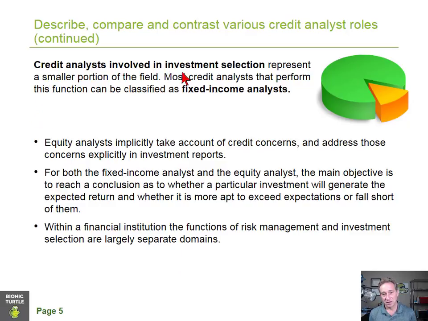Credit analysts involved in investment selection represent a smaller portion of the field. Most credit analysts that perform this function can be classified as fixed income analysts. For both the fixed income analyst and the equity analyst, the main objective is to reach a conclusion as to whether a particular investment will generate the expected return and whether it is more apt to exceed expectations or to fall short of them.